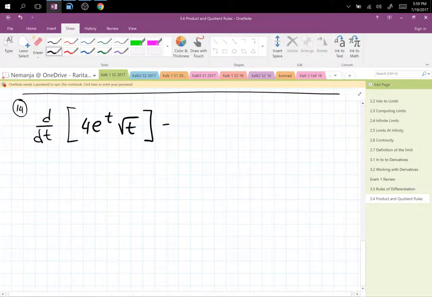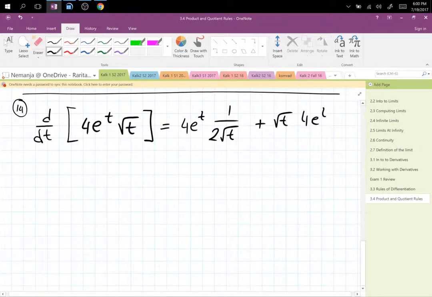So use the product rule formula: copy the first function times the derivative of the second function, plus copy the second function times the derivative of the first function. Happens to be the same thing because it's e to the t. So we can factor out 4e to the t, and we are left with 1 over 2 root t plus root t.